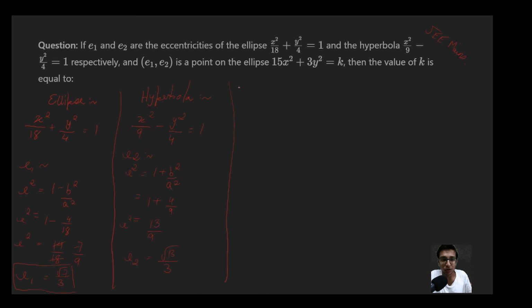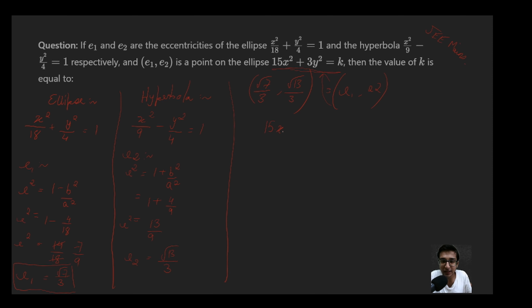Now what has been told to us? There is a point (e1, e2), which is (root 7 by 3, root 13 by 3). Now we have to see that this is a point on the ellipse. That means if this point exists on the ellipse, then if we put the values of e1, e2 in this ellipse, it would satisfy this condition, and through that we can find out the value of k.